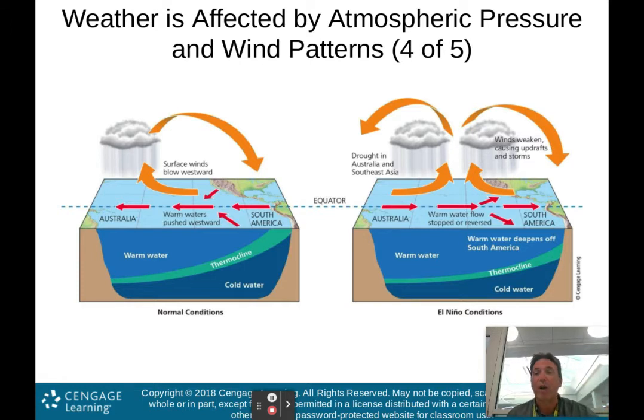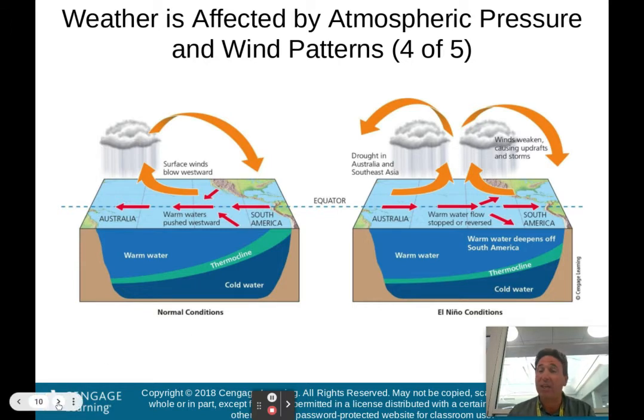That's where the term came from, but because that warmer water shows up where normally it's colder water off the west coast of South America, that of course then changes the weather pattern. So that's what we're talking about when we talk about El Nino and ENSO.